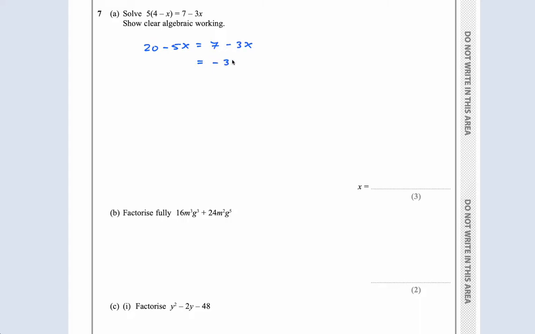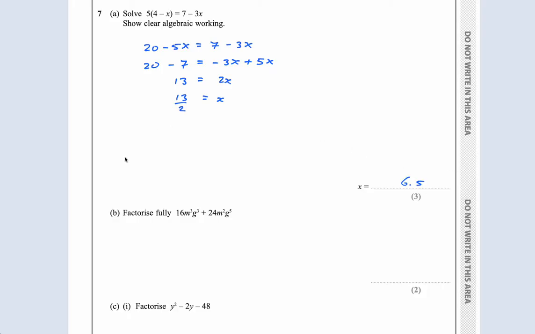So I have minus 3x. I'm going to add 5x to both sides, because it's negative. And then I'm going to subtract this 7 so it disappears from the right. Then I have 13 equals minus 3 plus 5 is 2x. And then x is equal to 13 divided by 2, which is 6.5.